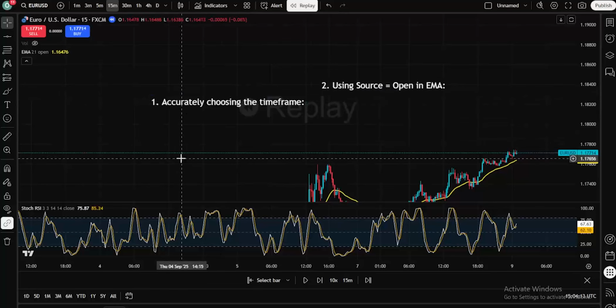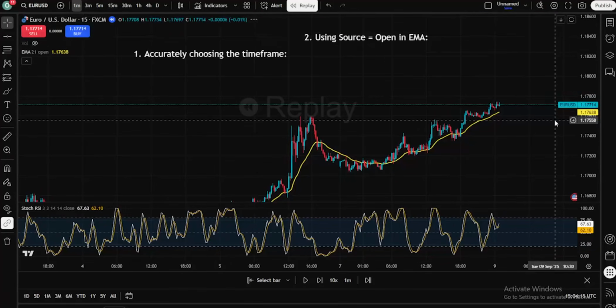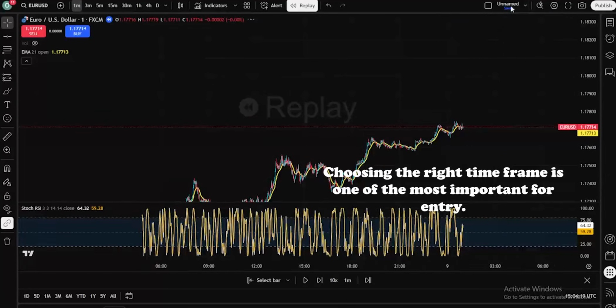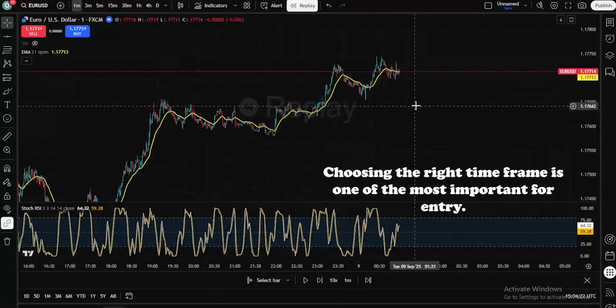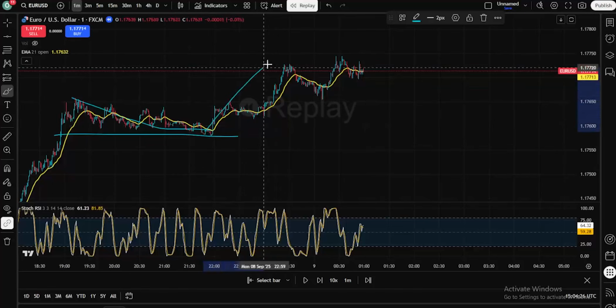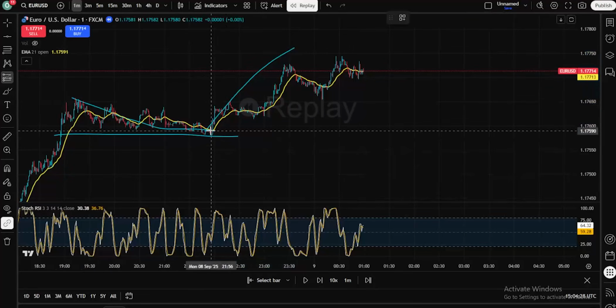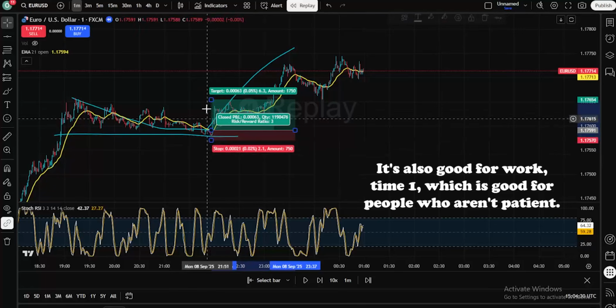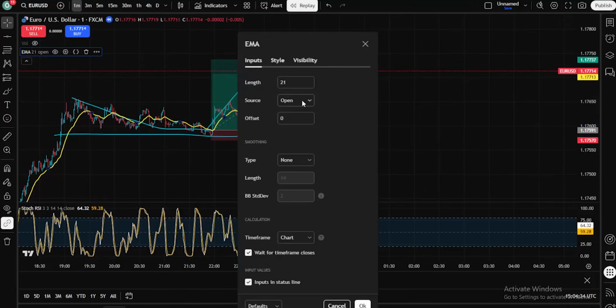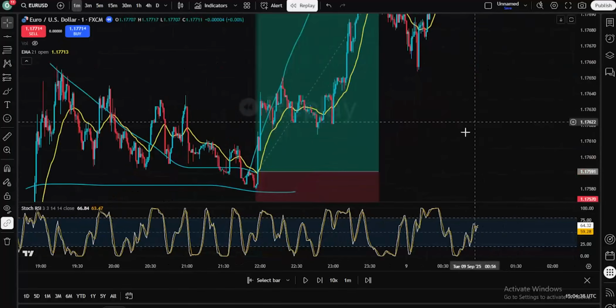Crucial tips for properly implementing the EMA 21 plus Stochastic RSI strategy. 1. Accurately choosing the time frame. No strategy is universal. You should choose a time frame that matches your trading personality. If you are a fast person and can make quick decisions, a 1-minute time frame might be suitable. If you are looking for balance and accuracy, 5 or 15 minutes is better.